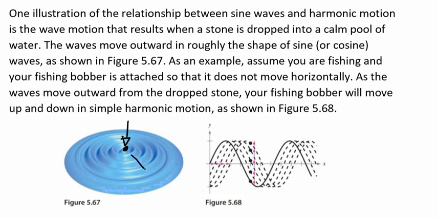Notice that the waves move outward in roughly the shape of a sine or a cosine, as we see here in our example. So as an example, assume you're fishing and your fishing bobber is attached so that it does not move horizontally. It only moves vertically. As the waves move outward from the dropped stone, your fishing bobber will move up and down in a simple harmonic motion, as shown here.